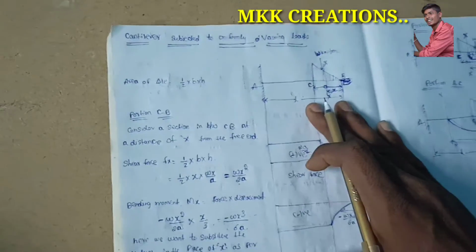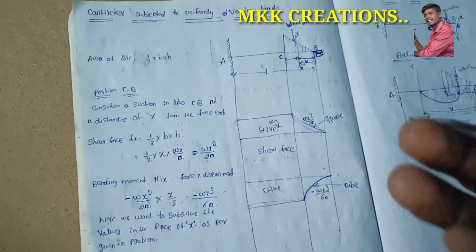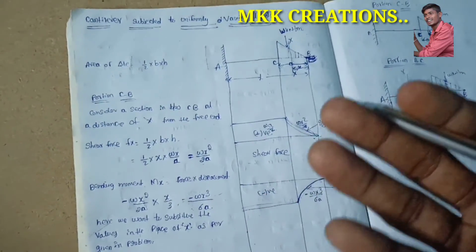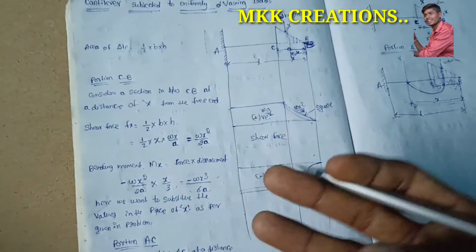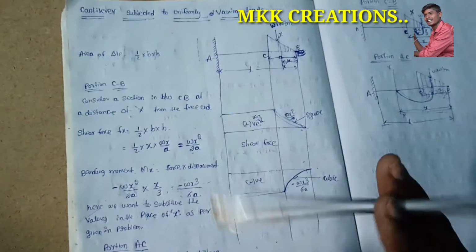So this is the derivation part, and next class we will discuss the problems, that means cantilever with point load, uniformly distributed load and uniformly varying load. In that we will discuss problems.